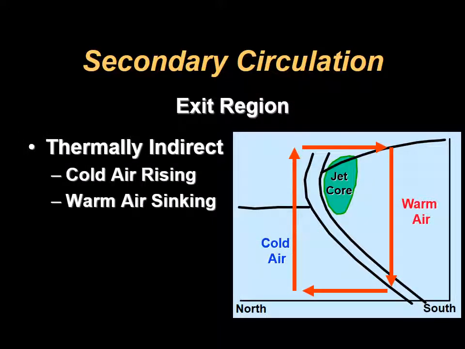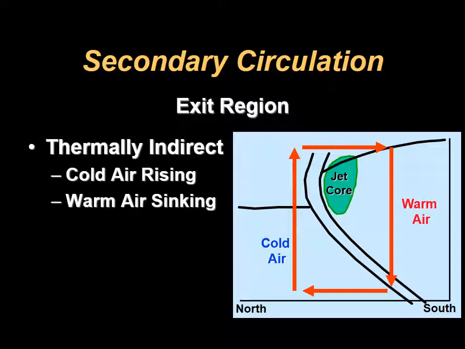Now let's take a look at the exit region. In the exit region, you've got wind coming out and it's slowing down. Because it's slowing down, Coriolis force is pulling it to the south. And so you have cross-contour flow from the north to the south, in other words, from the cold air to the warm air. Because of that, you've got compensating motions down in lower layers of the atmosphere. To the north, the air is rising, and to the south, the air is sinking.